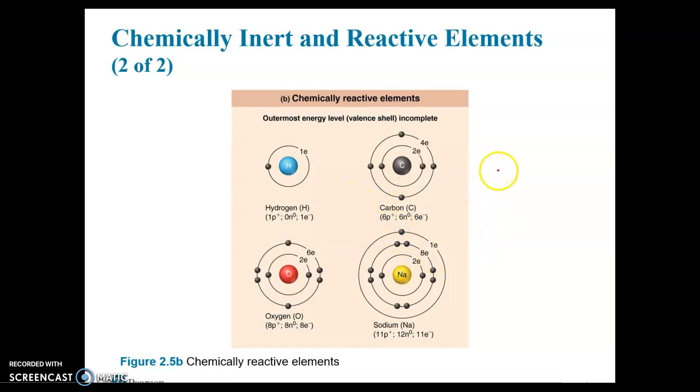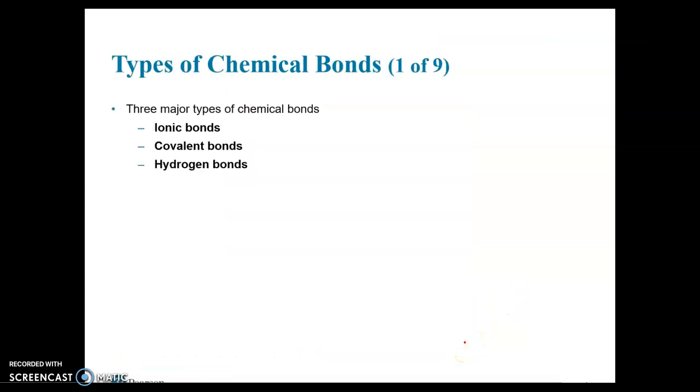Carbon has 1, 2, 3, 4 electrons in its valence shell, so it needs 4 more. Oxygen has 6, so it needs 2. And sodium has 1. So this is a different case, because what it needs is 7, or it can lose this 1, and then its valence shell is now the second energy level, which already has 8 in it. Okay, so losing electrons is also an option.